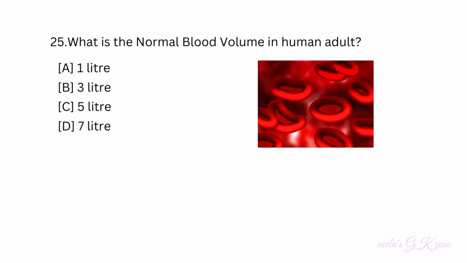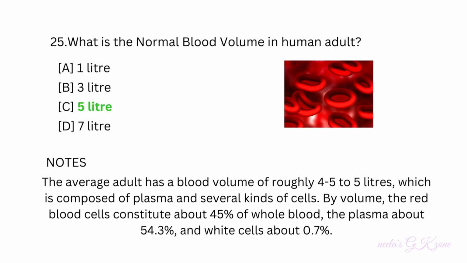And the next question is, what is the normal blood volume in the human adult? Options are 1 liter, 3 liters, 5 liters and 7 liters. And the answer is 5 liters. The average adult has a blood volume of roughly 4 to 5 liters, which is composed of plasma and several kinds of cells. By volume, the red blood cells constitute about 45% of whole blood, plasma about 54.3% and white cells about 0.7%.